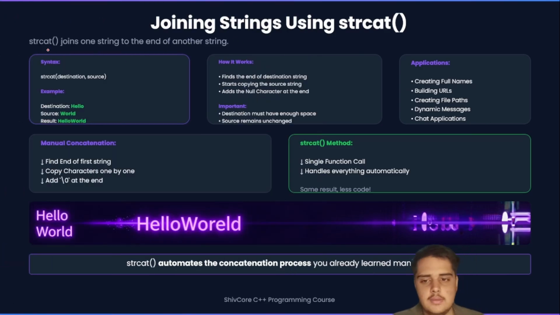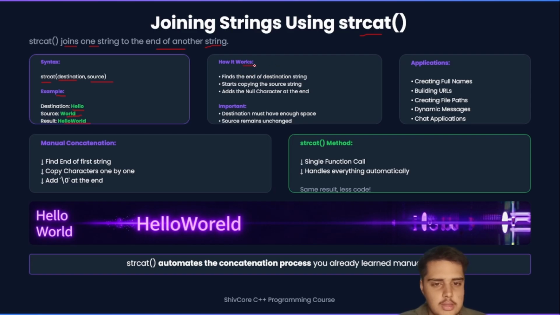So the last one is joining strings using strcat. strcat joins one string to the end of another string. The syntax is strcat(destination, source). For example, "hello" and "world" will make "hello world".